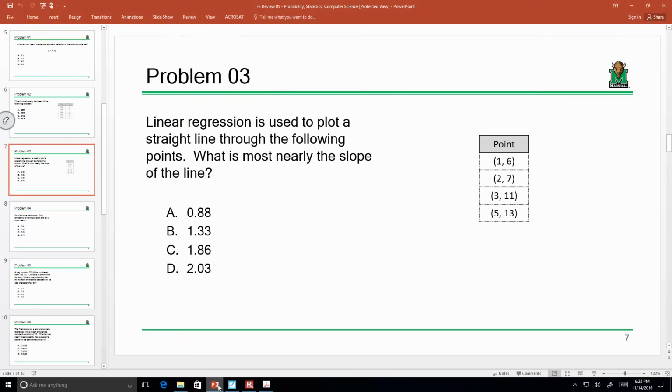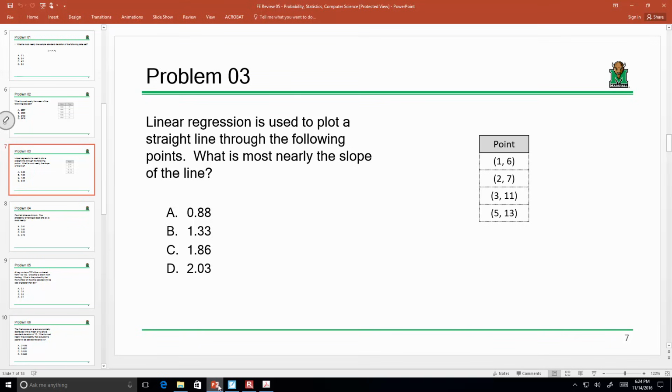And here's our points. So we have 1, 6, 2, 7, 3, 11, 5, 13. I'm going to go through and enter the x values first. So 1, 2, 3, and 5. So 1 equals, 2 equals, 3 equals, 5 equals. Now, if you notice, it automatically populated all the frequencies with 1, but it also populated all the y coordinates with 0 because it's just assuming everything's at the same y coordinate. But we need to go in and change that.